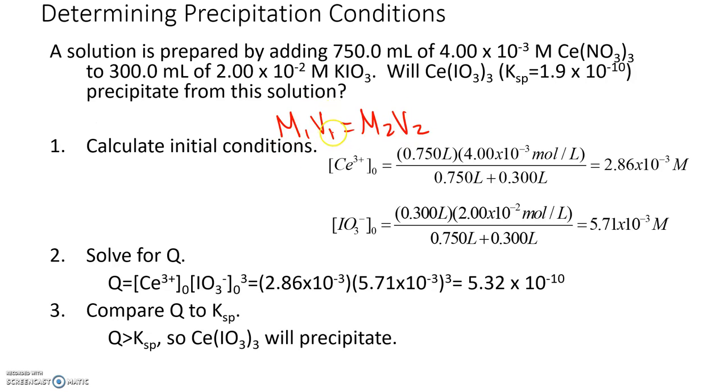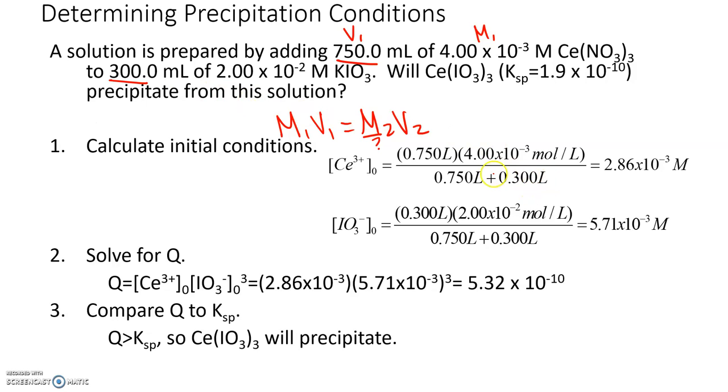So your M1 and V1 would be what you have in the initial question. So for the cerium, this would be your M1 and your V1. And for your M2, that's what we're trying to find. Your V2 is going to be the sum of the volumes. So the 750 plus 300.